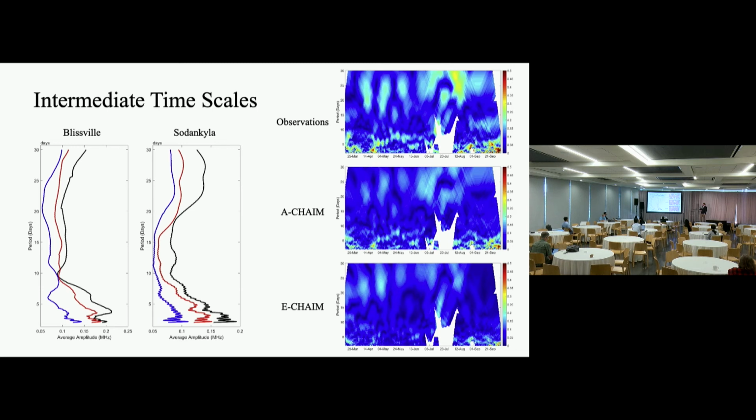And here's just a summary of that for Cedar Cola and Blissville, organized in terms of amplitude of the variability and then period on the y-axis. E-CHAIM is in blue, A-CHAIM in red, and black is the observation. So again, the assimilation system is really helping us in these shorter timescales, which is obviously what we expect.